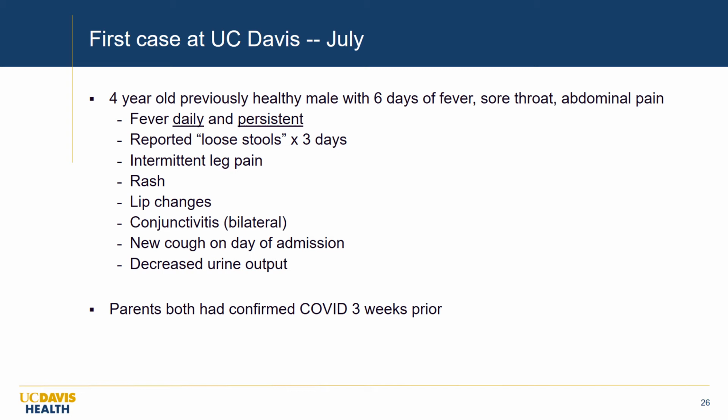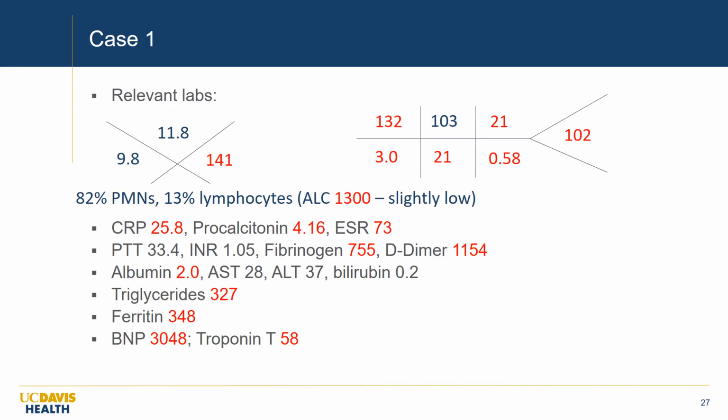He had a rash. He had lip changes. They had noted some bilateral conjunctivitis that was seen by the providers as well. He had started coughing on the day of admission, and they also noticed that he was peeing less than usual. And parents had both had confirmed COVID infections 3 weeks prior. He did not, but presumably was asymptomatically infected at that time.